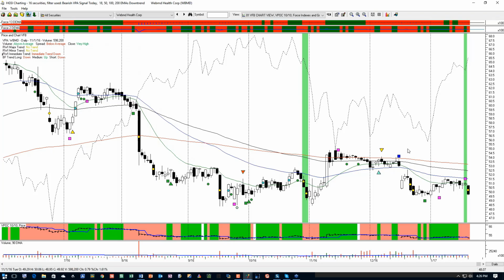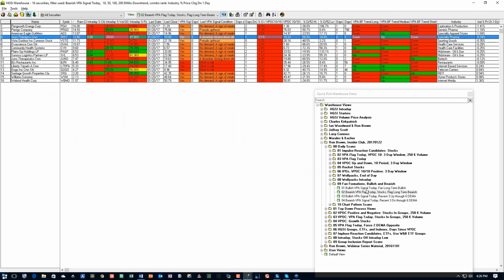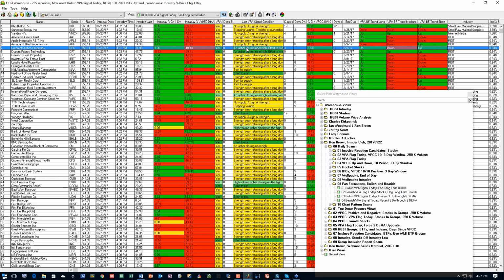Not a good example. But you'll find plenty of good examples, plenty of good trades just by using this view right here. You're looking for expansion into contraction, and then you are looking to get in when the expansion returns. Let me see if I can find a good example of that. I'm just going to have to grab one and see what's going on here.